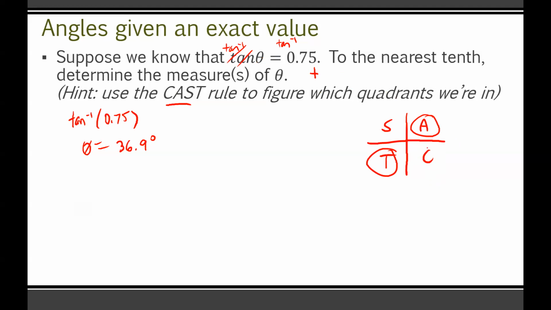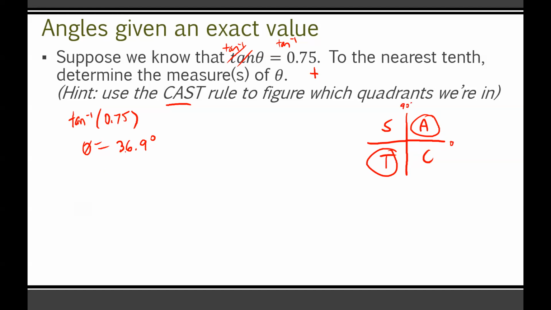Since it didn't tell us what quadrant we're in, we actually have to assume that there are two different measurements of theta, one in each of these quadrants, right? Now, the nice thing is the All quadrant is your default. So that's between 0 and 90 degrees.